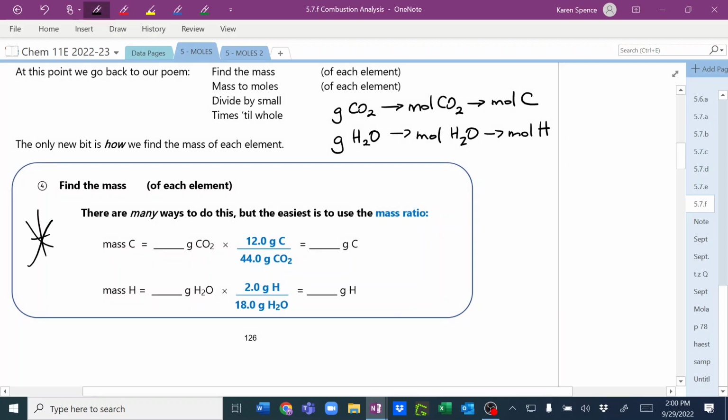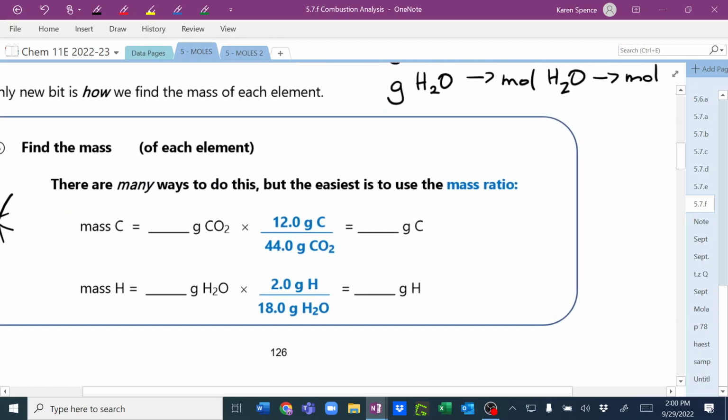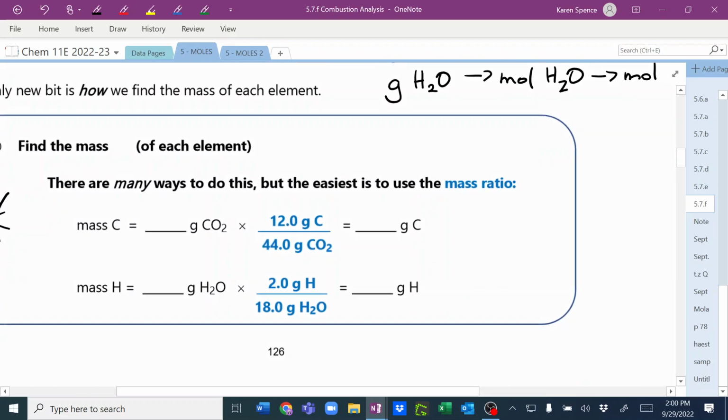So here's the other way to go about it, is that we can use the mass ratio, which we haven't talked about so far, but does it make sense that within our compound, we have 12 grams of carbon for every 44 grams of CO2? You're not allowed to answer. You know everything already, okay? Because if you say yes, then I get a false positive, perhaps, yes?